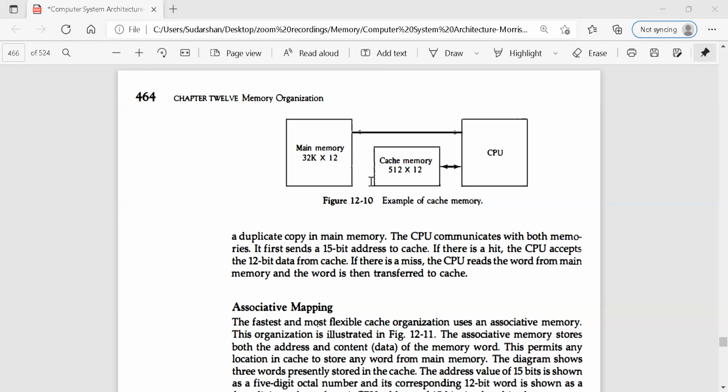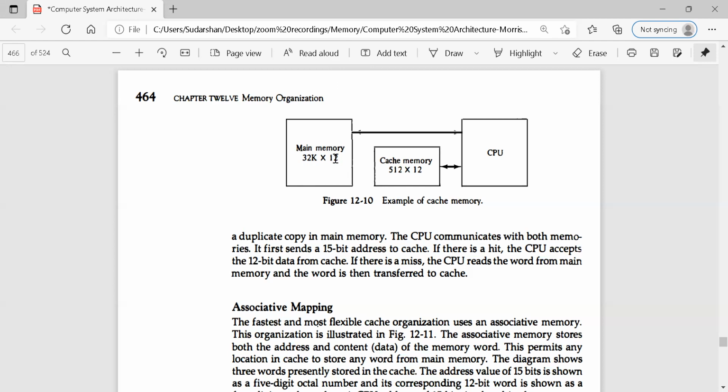You can find the block diagram of a cache memory here as an example. Main memory is 32,000 words, which means it requires 15 address bits. 2 power 15 is 32,000. And each and every location has got 12-bit data, which is called the word length of the computer.